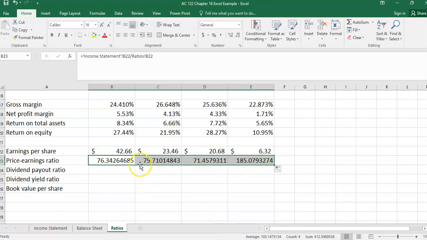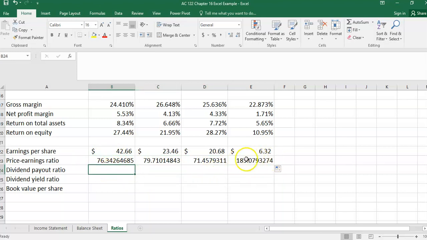So we have that it's still a fairly expensive stock, but it's not as expensive as it was in 2017. In 2017, compared to the earnings per share, this was a very overpriced stock. It wouldn't have been as good of an investment in 2017 as it is in 2020 when compared to earnings per share. The next two are dividend payout ratio and dividend yield ratio.